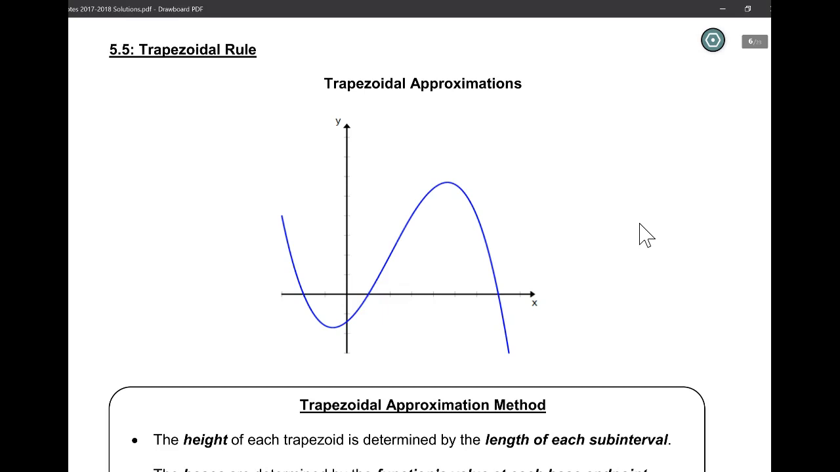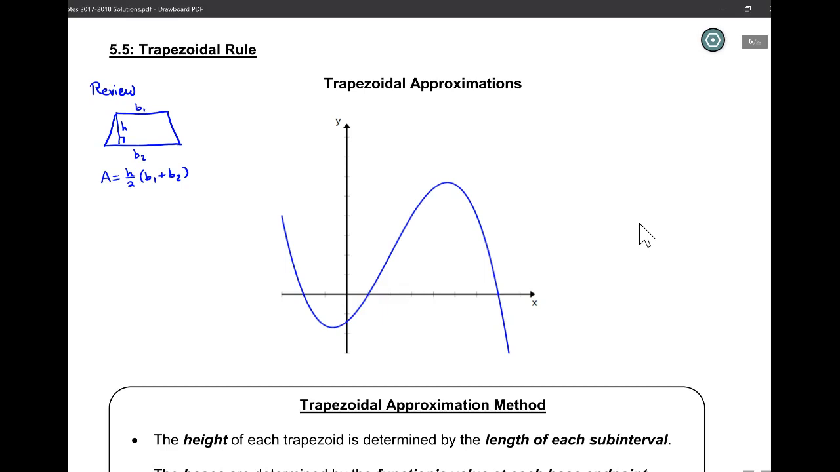So let's review real quickly a trapezoid. Usually when we think of a trapezoid, we think of it in this kind of a position where the height is perpendicular to the two bases. And we have base 1 and base 2. And the area is going to be height over 2 and then base 1 plus base 2.